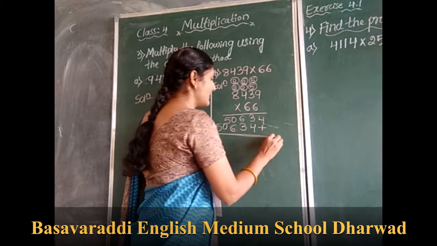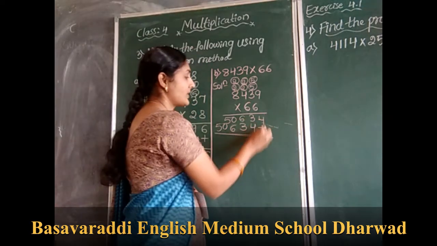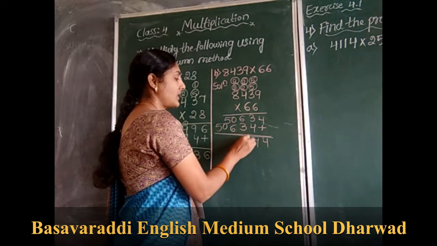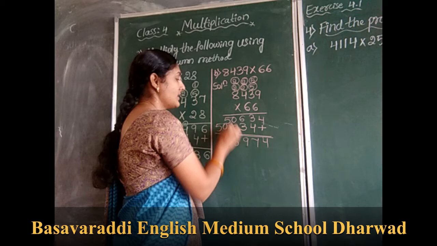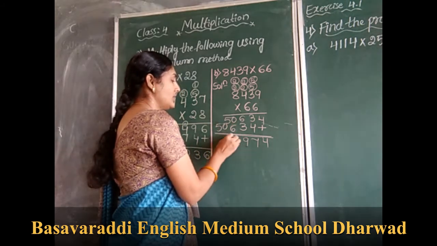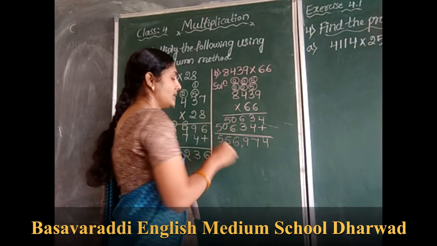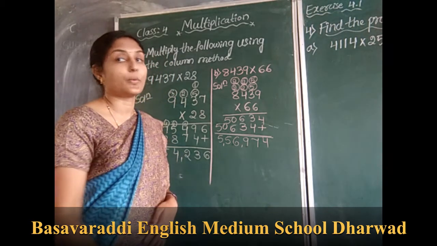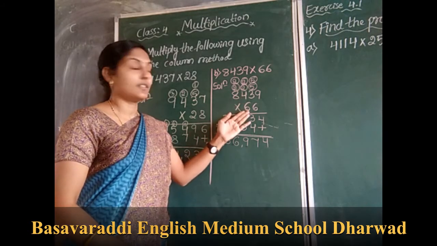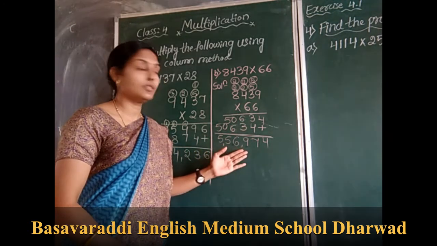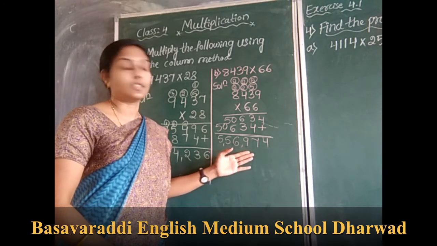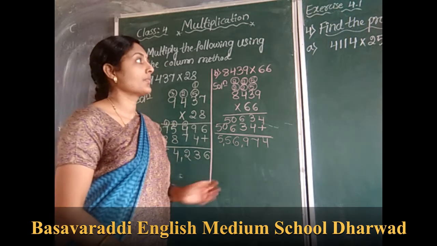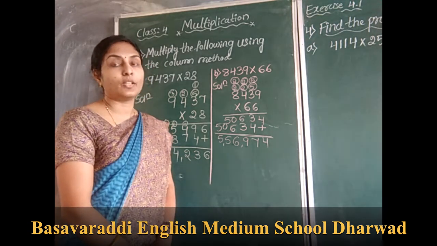Let's add all the addends here. The 4 is 4. The 3 plus 4 is 7. So 6 plus 3 is 9. So 0 plus 6 is 6. So 5 plus 0 is 5. The 5 as it is. That means the product is 5,56,974. So this is the multiplicand and this one is the multiplier. After multiplication we get the product, that is 5,56,974.